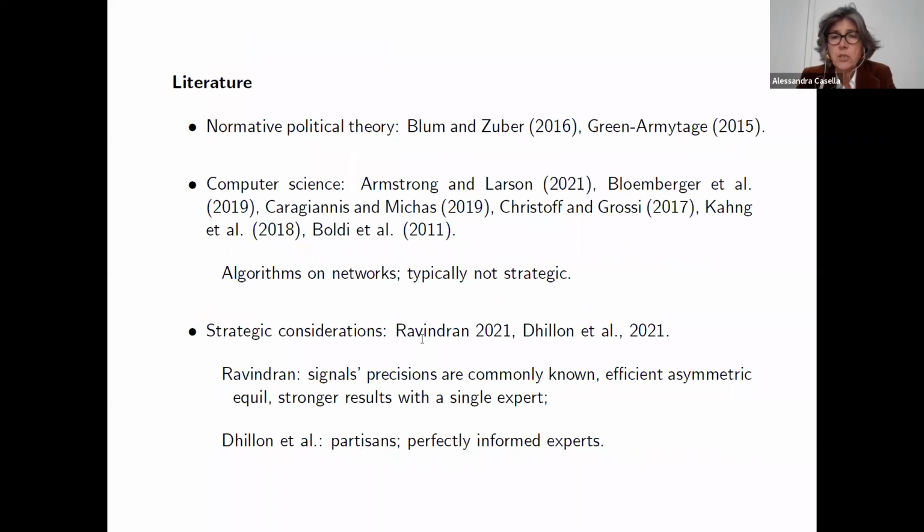In terms of literature, there isn't all that much yet. Most of it comes from computer science, as you'd expect. And the papers that we listed here typically discuss algorithms on networks. So they are sequential moves described as algorithms that are not strategic. The Armstrong-Van Larsen paper is strategic, but the others are not.